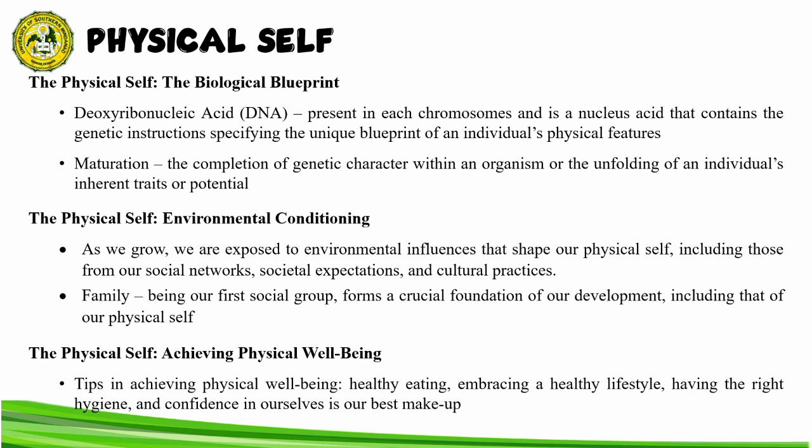Next is our family. Being our first social group, it forms a crucial foundation for our development, including that of our physical self. Our family, where we inherit our genes, is of course a big factor for our physical self. But another example is where you're in a toxic family, where they always criticize your weight, saying you're too fat or your weight is so high. It affects you, so you go on a diet, you eat less. That's another way for your family to affect your physical self.